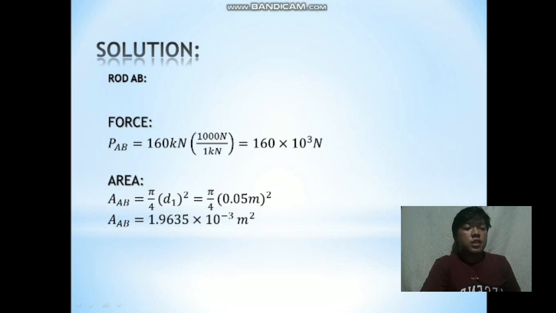Then I converted it into Newton. So we have 160,000. And for the area, which is equal to pi over 4 d1 squared, then the d1 is 0.05 meter. So the answer for the area is 1.9635 times 10 raised to the negative 3 meter squared.